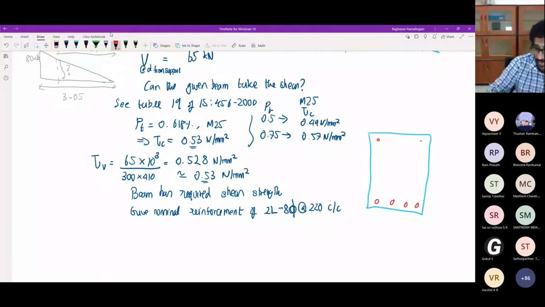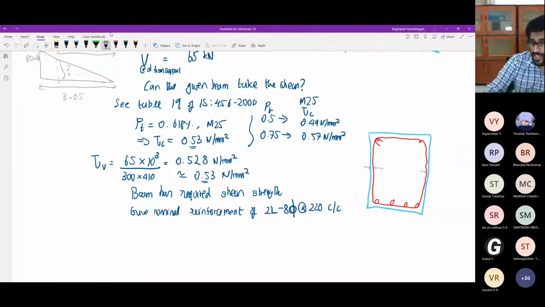So you have the same 4 numbers of 16 mm bars, and you'll just mark this as two-legged 8 mm bars at 220 center to center. So this is the cross section. And for hanger bars you can give something like 2 numbers of, this can also be 8 mm or 10 mm bars. Okay, maybe 10 mm bars you can give just to keep it as a hanger for a stirrup. Okay, so this is how it looks in the cross section.